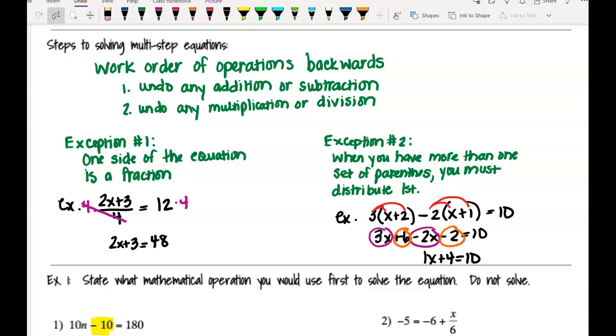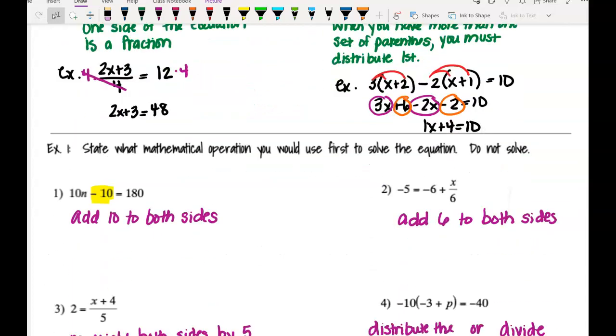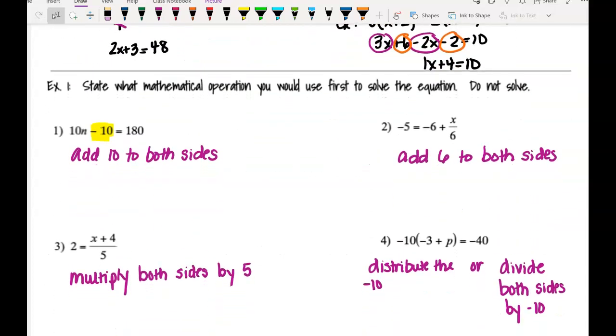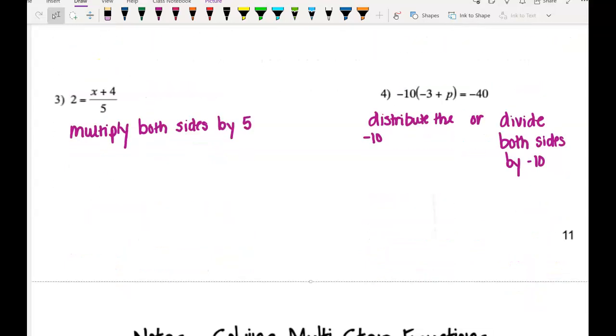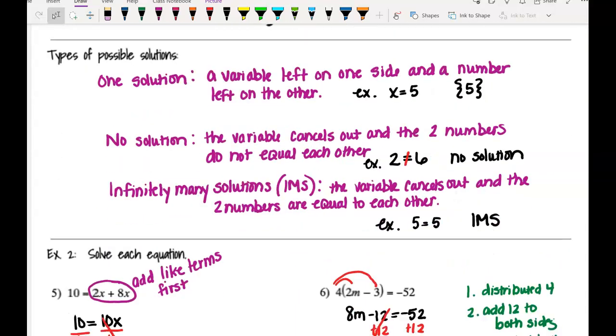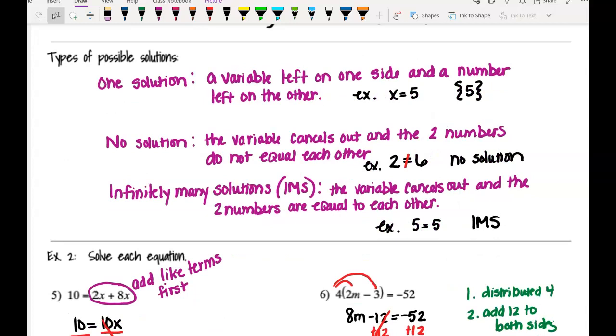Or if we have multiple sets of parentheses, we have to distribute first and then combine like terms to make that happen. We looked at a few examples of just naming what the first step would be. Then we talked about what are some possible types of solutions that we could get when we are solving equations.